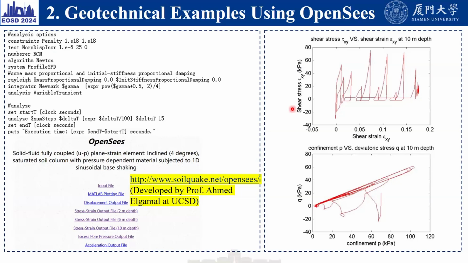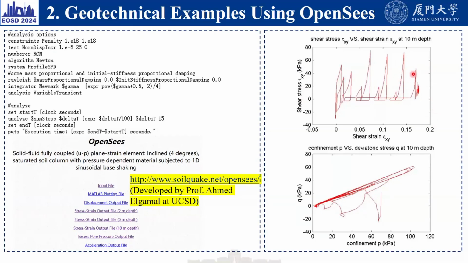Also on this website, we show the results like shear stress and shear strain at different depths, like 2, 6, and 10 meter. We also show excess pore pressure and acceleration. So the figure here, I just showed the shear stress versus shear strain at the 10 meter depths. So you can see that the deformation is accumulated in downslope direction, right?